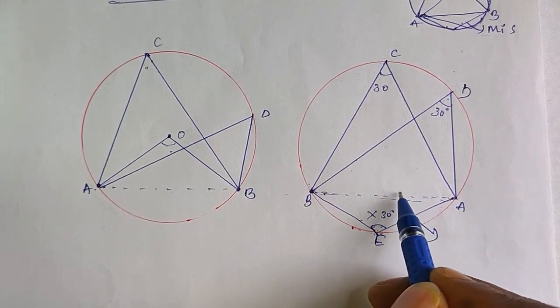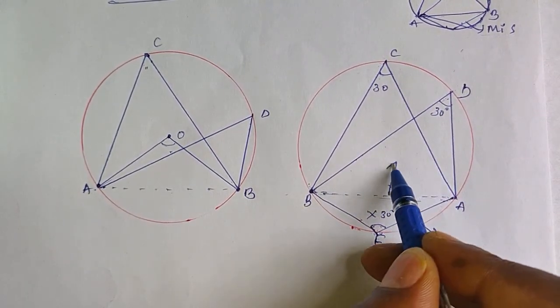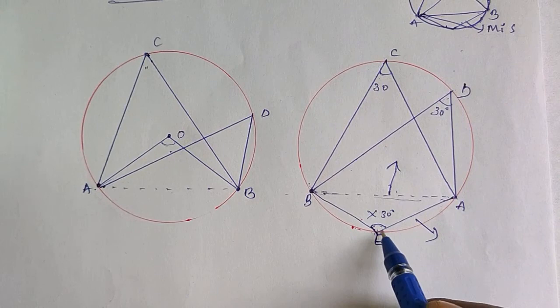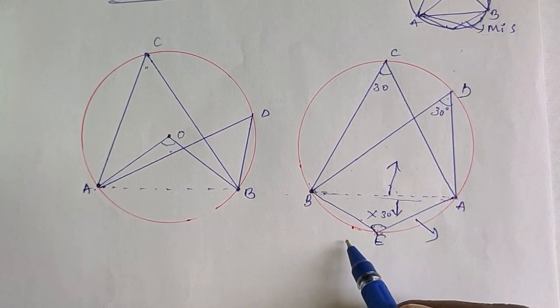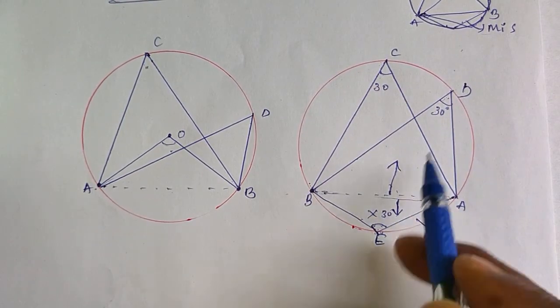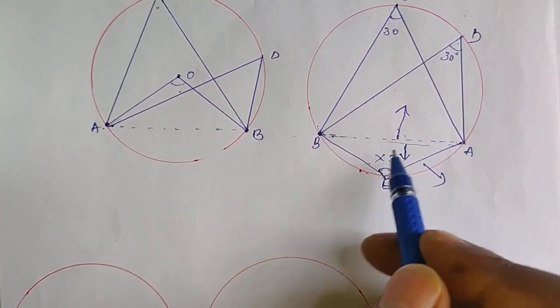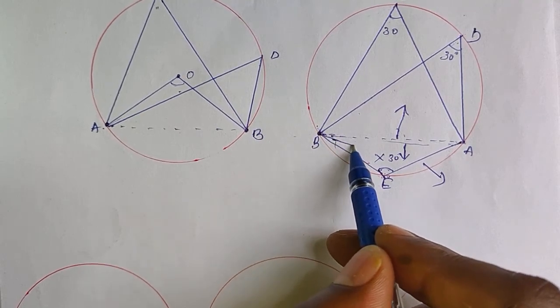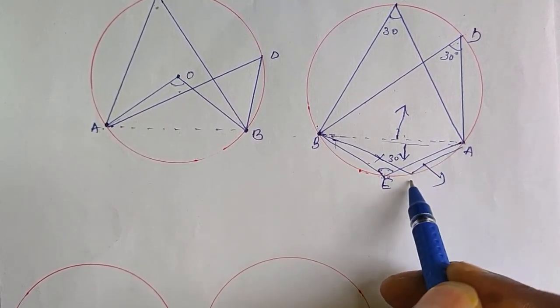Look at here, AB is a chord. These two angles are formed at one side, the upper side. But this angle is formed below that AB chord. Therefore, C and D will be equal, but E is not equal to C and D. E will be equal to one more angle if we construct one more angle here. Okay, angle F.